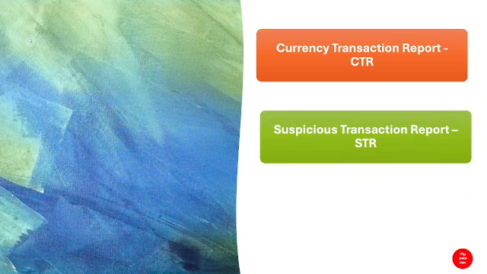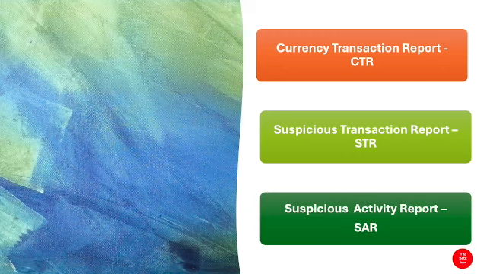Today we're going to talk about AML regulatory reporting. We're going to look at three different types of report. The first one is the currency transaction report, which is called CTR. Second one is STR, suspicious transaction report, and the third one is suspicious activity report, which is called SAR.